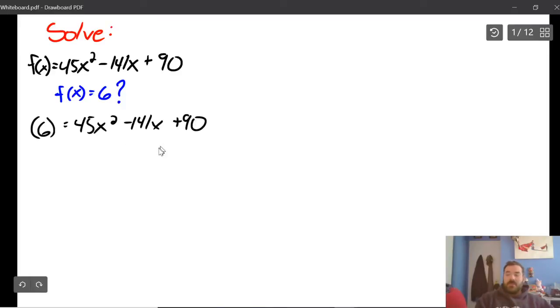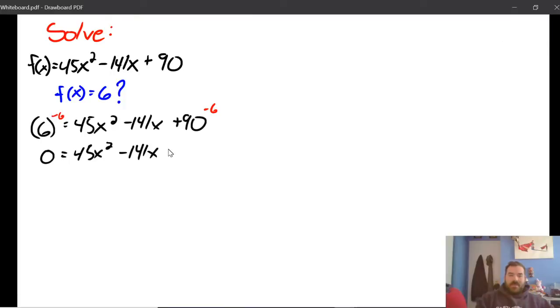And I know that solving through factoring only works if one side is equal to 0. So I'll have to make this left side 0, and I can do that by subtracting 6, but whatever I do to one side, I have to do to the other. And this is going to be 0 is equal to 45x squared minus 141x, 90 minus 6, plus 84.